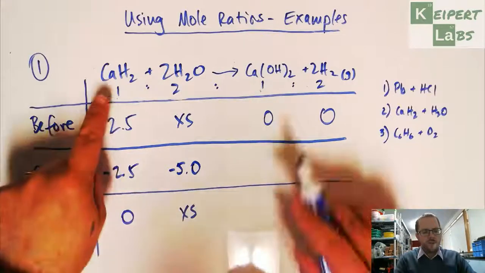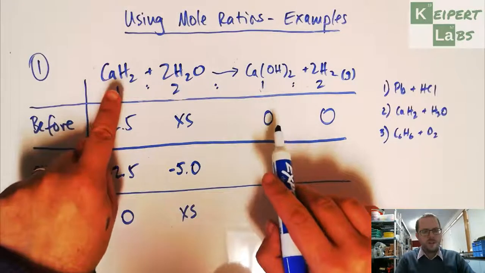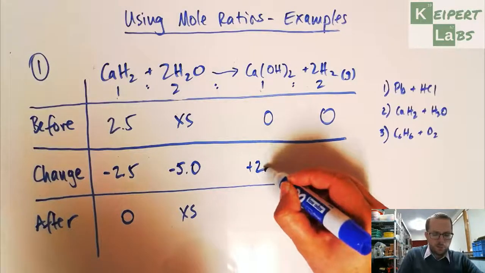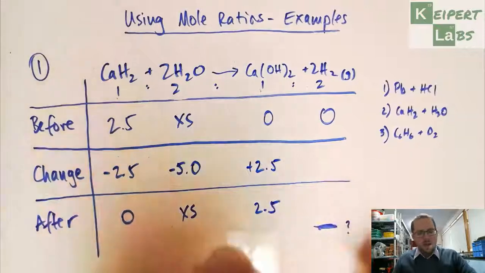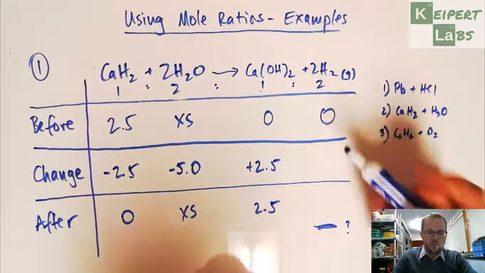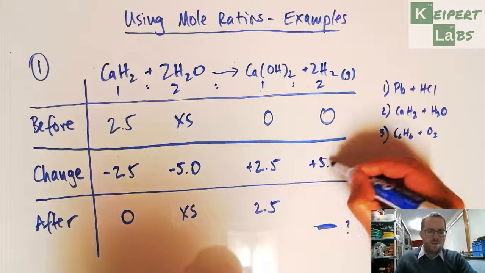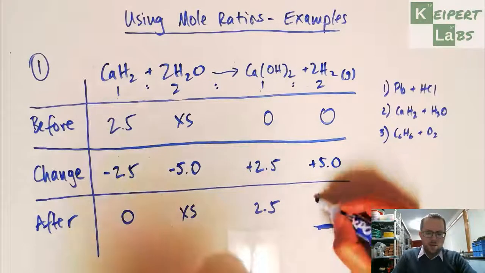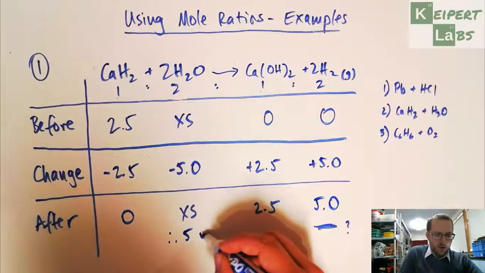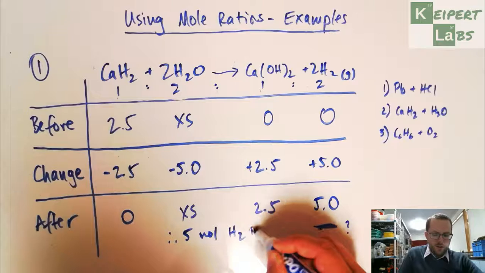Looking at my ratio here, for every mole of calcium hydride that reacts, I produce 1 mole of calcium hydroxide, so this increases by 2.5. Then for every 1 mole of this that reacts, I produce 2 moles of hydrogen gas. So I produce 5 moles of gas, leaving 5 moles at the other end. Therefore, 5 moles of H2 is produced.